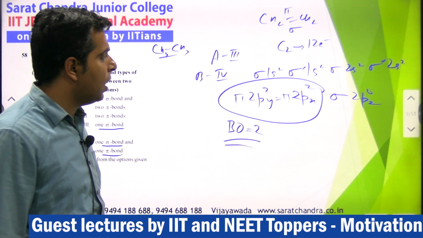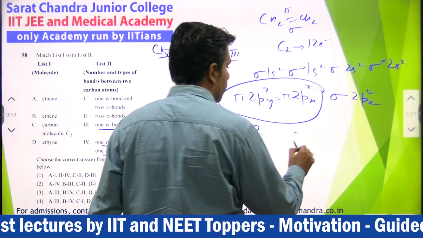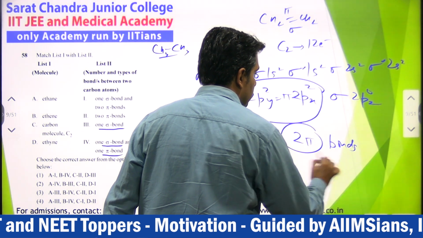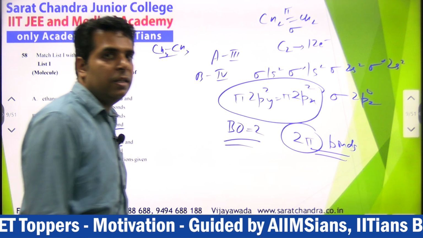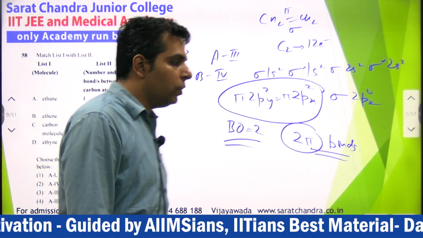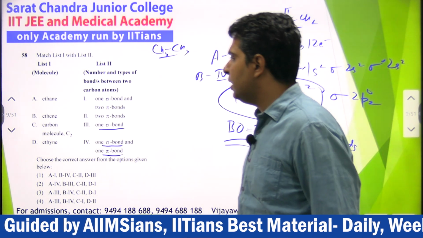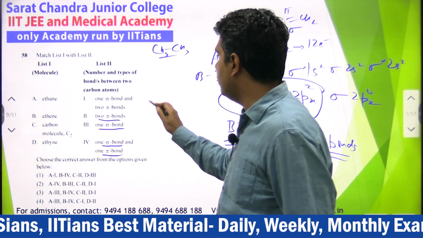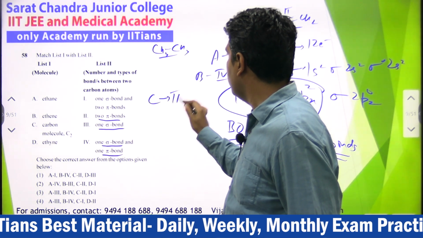So both the bonds are basically pi bonds. There are 2 pi bonds present in the C2 molecule. There is no sigma bond; sigma 2pz is 0. So in the C2 molecule, you will say there are 2 pi bonds. So C is corresponding to 2.